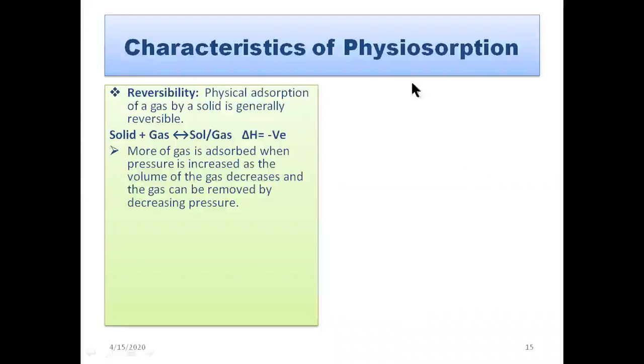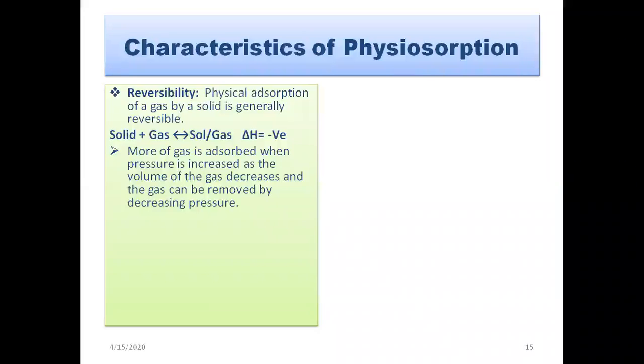As we know, enthalpy is negative. So, more gas is adsorbed. Regarding pressure also, when a solid adsorbs a gas, we have to compress it. So, more gas is adsorbed when pressure is increased. At the same time, when you remove the pressure, the gas will be desorbed. That means physical adsorption is generally reversible. If you increase the pressure, more adsorption takes place. If you decrease the pressure, less adsorption takes place.